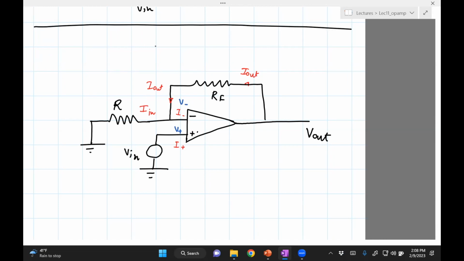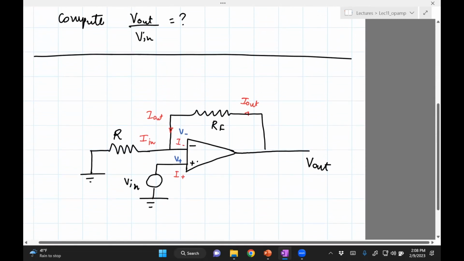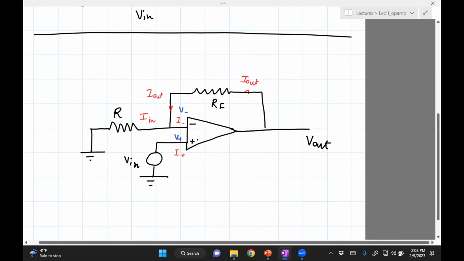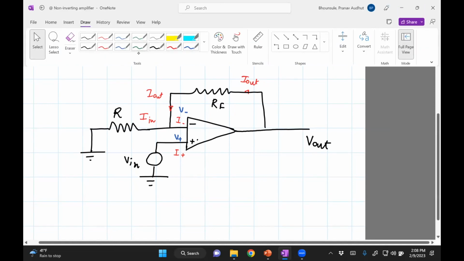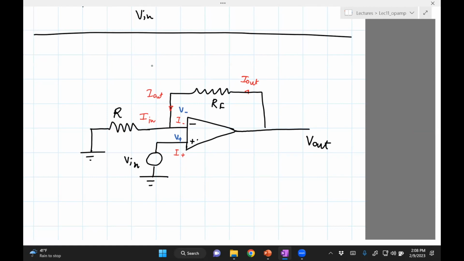Once you have this, we can write the equations. Now, what we're trying to do here is write an expression for the ratio of V out to V in. And like the previous case, I think it's advantageous to figure out the voltage at this point. Let's call that C. So you want to find the voltage at C. If you get the voltage at C, it makes our life easy to write the equations for the op-amp.